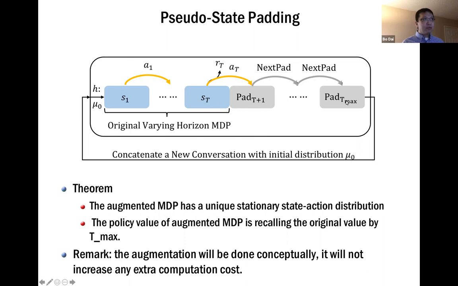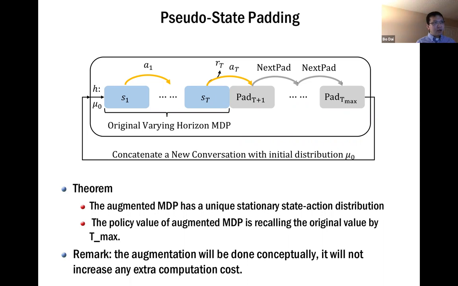So this will make sure the varying horizon is changed to a fixed finite horizon, where every sequence will have length T max. And then after that, to make it infinite, we just say after T max, it will go back to the starting point and sample from the initial distribution S0 to restart this procedure, and so on and so forth. So by this padding scheme, we will eventually change our MDP to an infinite horizon MDP.